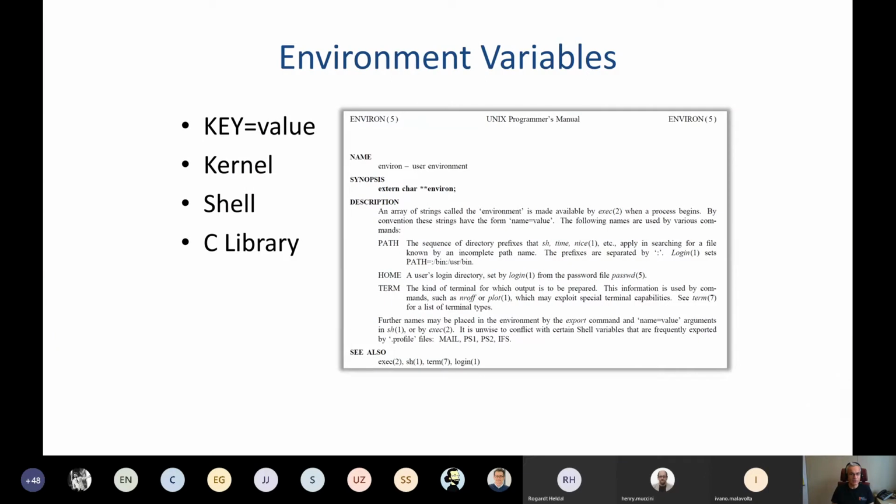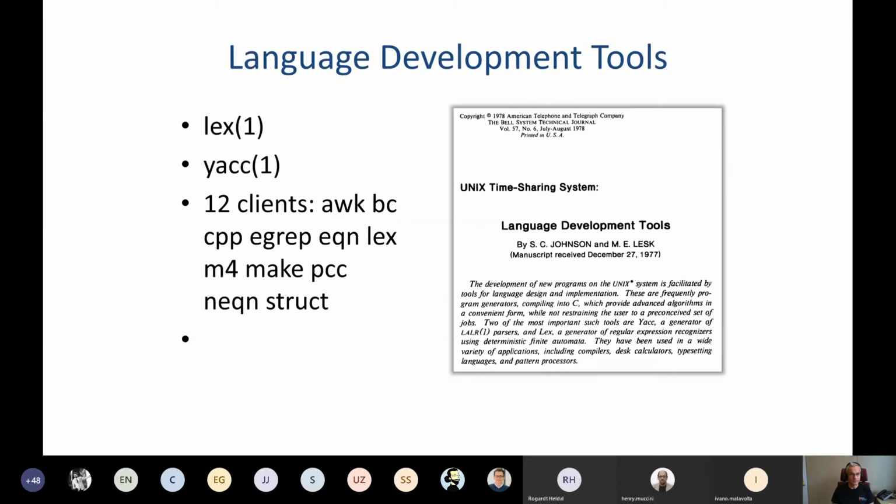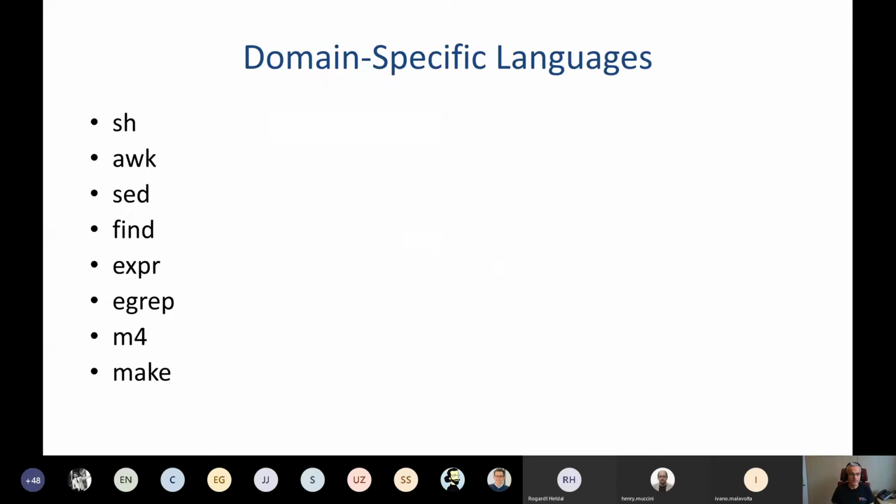It also brought dynamic user memory allocation, the stdio library, static analysis through lint, environment variables, again, another case of using convention over complicated APIs. They're used for many things, such as the kernel, the shell, and the C library. Language development tools in the form of the Lex lexical analyzer generator and the Yacc parser generator, and immediately 12 programs were based on them: awk, bc, the C preprocessor, egrep, and the others you see here.